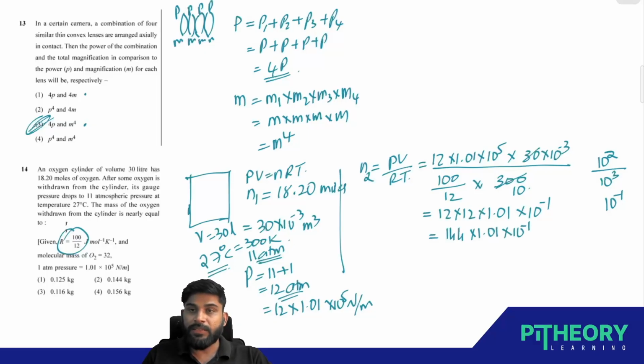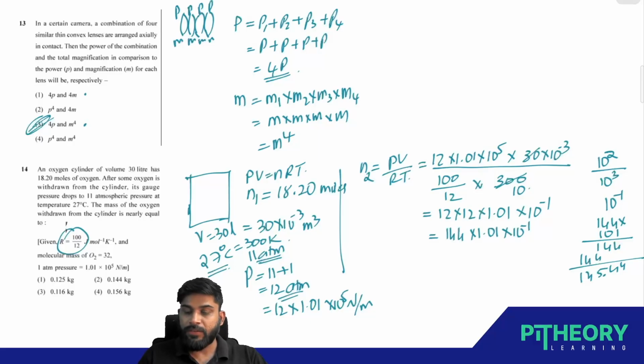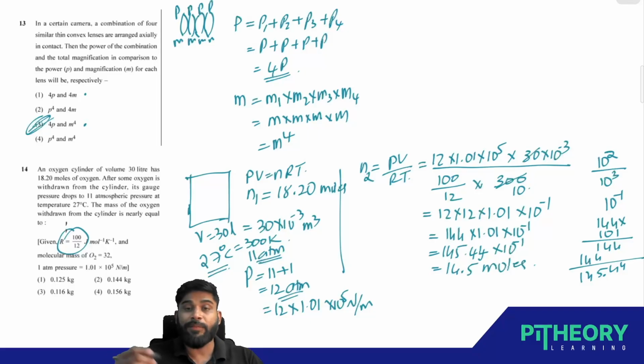How do you simplify this? Let's see 144 into 1.01, how much is it? 101. You have got 144. Correct. And 10 you have to put here. So again 144 here also. 145, 2 points are there, right? 145.44. Correct. 145.44, that will be the number of moles, into 10 to the power minus 1, correct? So you'll be getting 14.4 approximately. I'm taking the number of moles. The final number of moles is 14.5 moles.